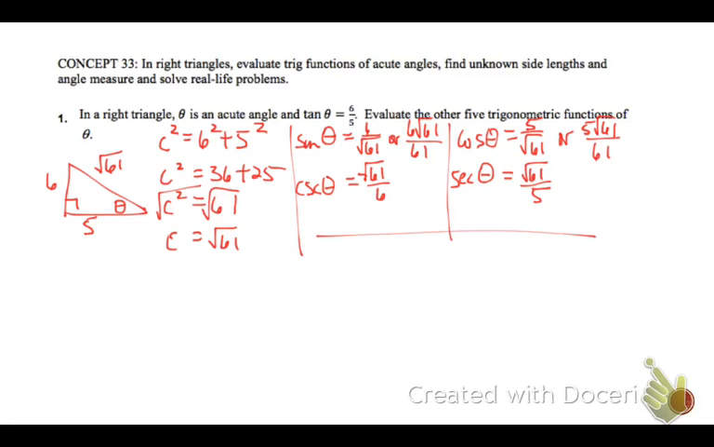Finally, tangent. Now we were given the tangent of theta, which is 6/5. So all we need to find is the cotangent, which will be the reciprocal of that, which is 5/6.